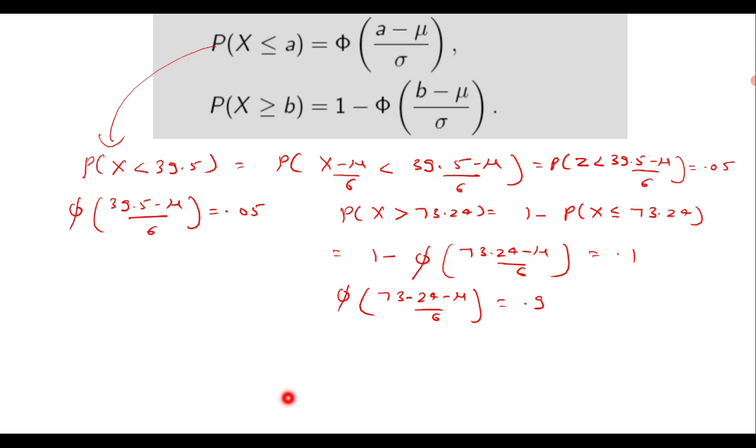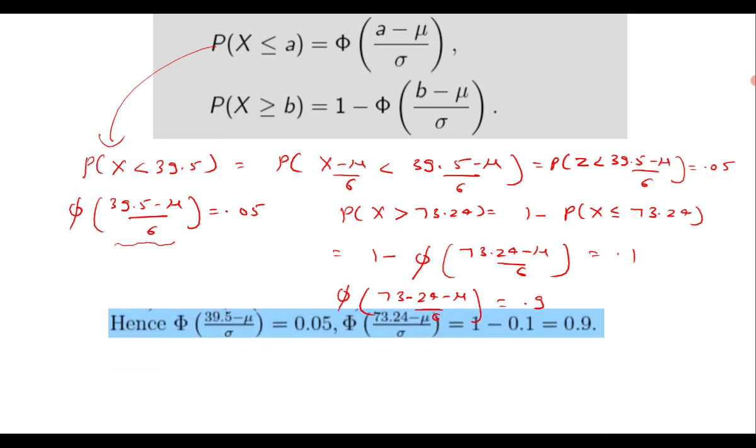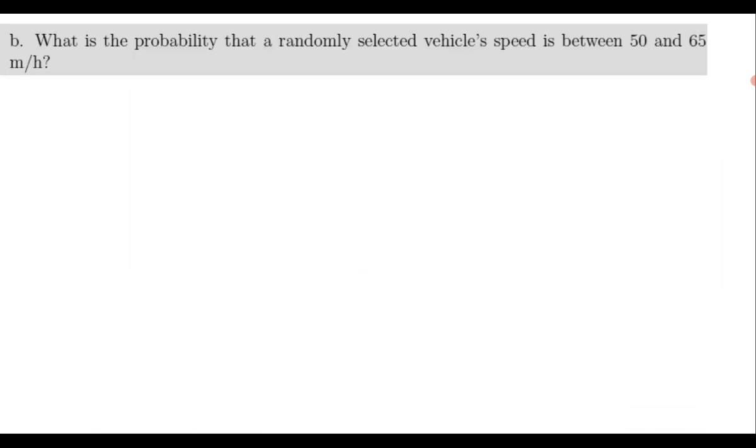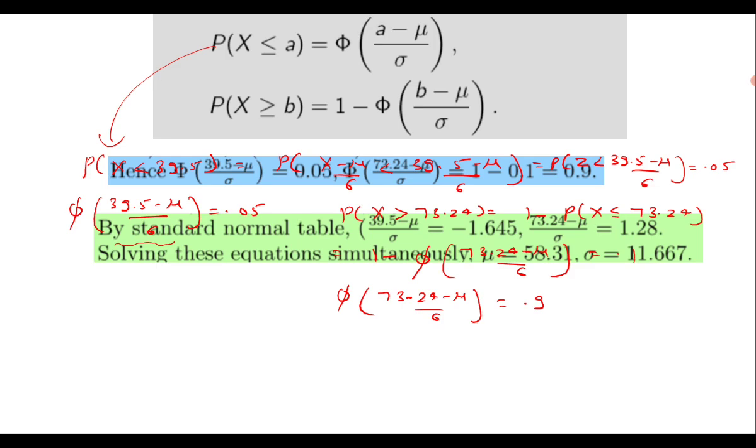It means in the table now you need to see for what values phi of A is 0.05 and phi of B is 0.9. That gives you linear equations in mu and sigma, and solving them you get the values of mu and sigma. So now see the table, do it by yourself, verify the answer which is here. Okay, so mu comes out to be 58.31 and sigma comes out to be 11.667.